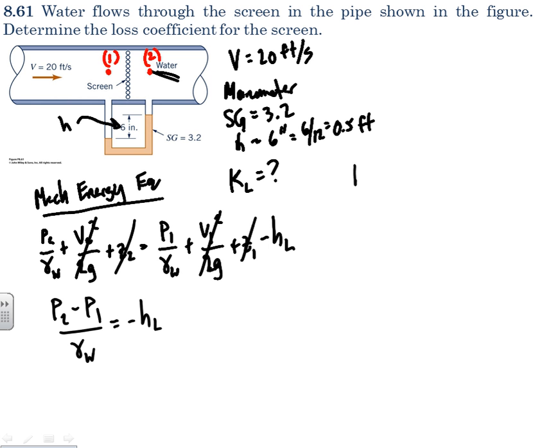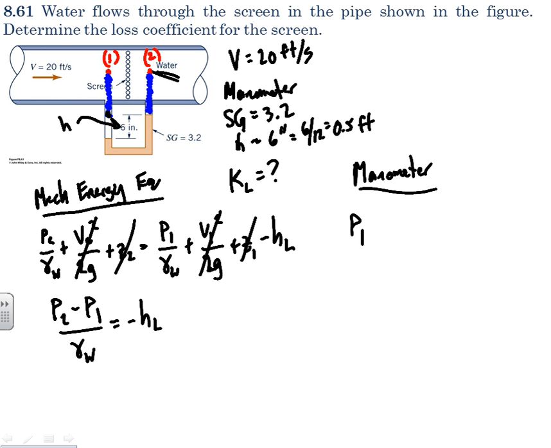Okay, so now we need to try and get some information on P2 minus P1, and we can do that because we have a manometer. So if we write down the manometer equation, we'll start at P1. I notice that the fluid column from here to here is the same as the fluid column from here to here, so that pressure is going to cancel each other out, right? So all I need to do is start at this location.